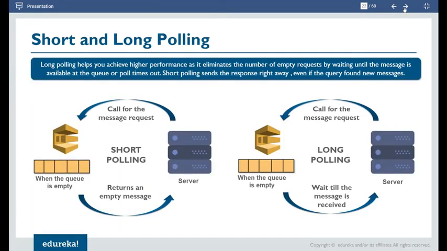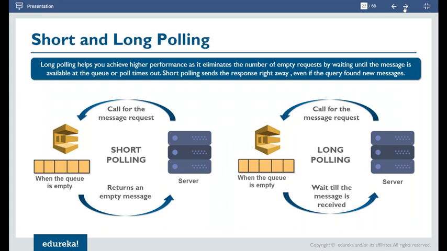There are two types of polling which is possible. Consumer can poll this queue to see if there are messages or not. One is your short polling, another one is your long polling. Short polling, consumer checks the queue for the message. If there are no messages, it returns an empty message. That is your short polling. Long polling, consumer checks the queue for message. If there are no messages, it waits till there is a new message generated and then moves forward. That is your long polling.